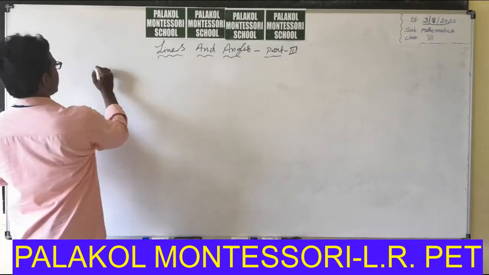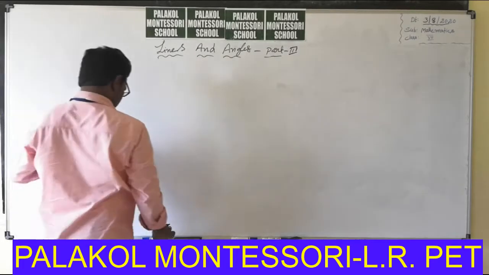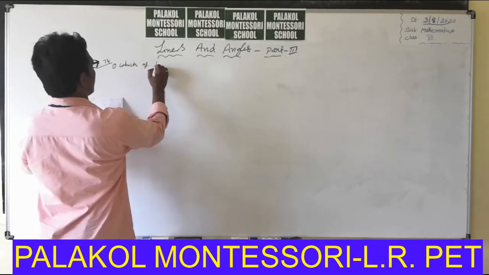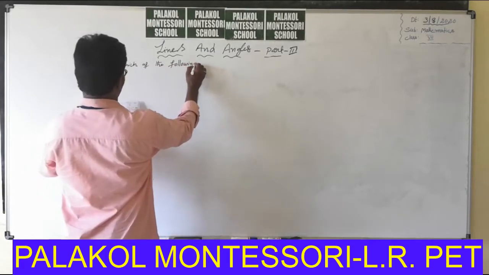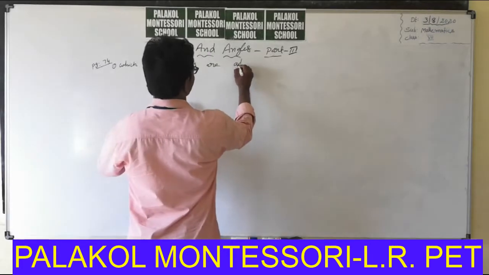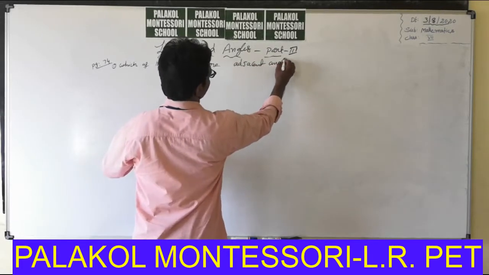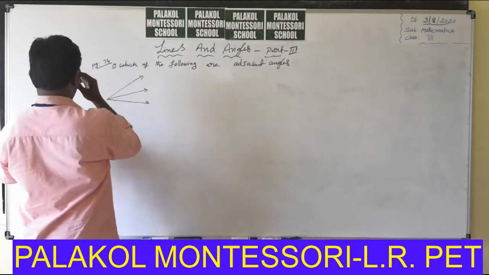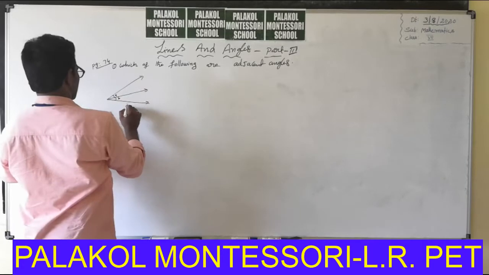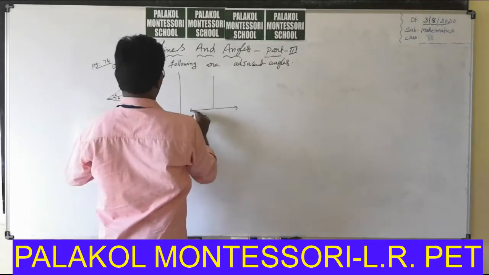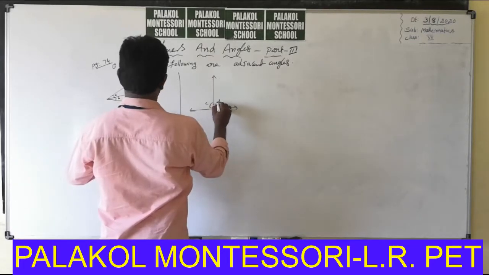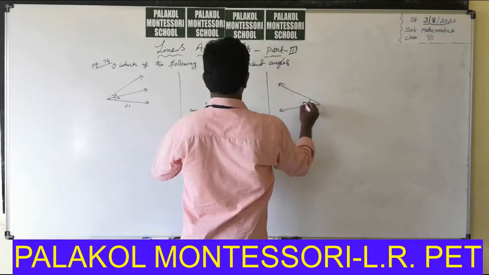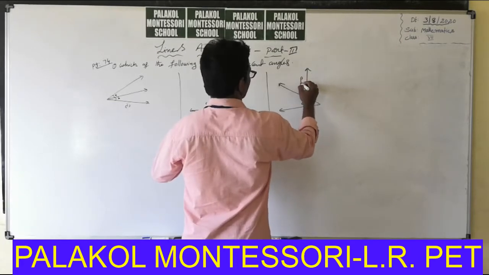Exercise 4, page number 74. First question: which of the following are angles? This is the first figure, this is the second figure, and this is the third figure.